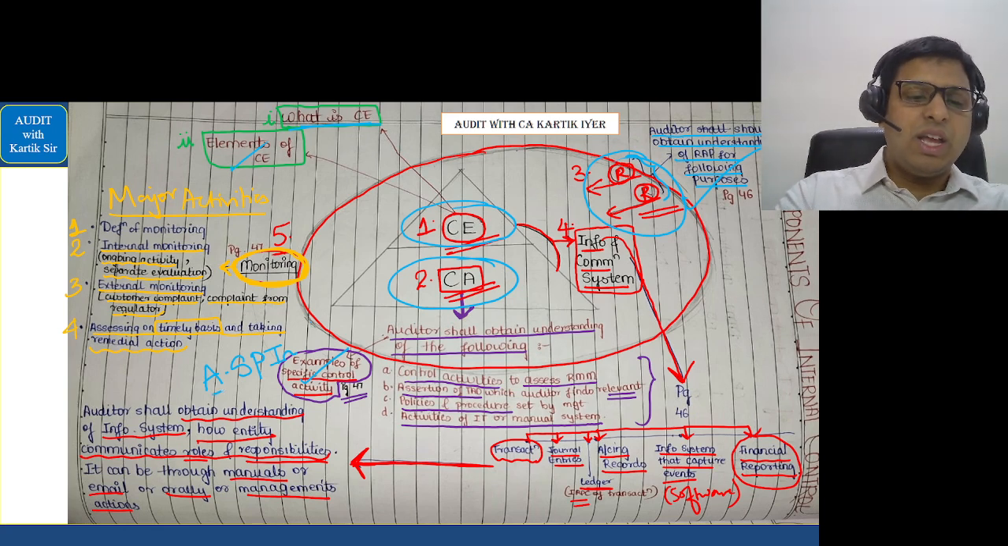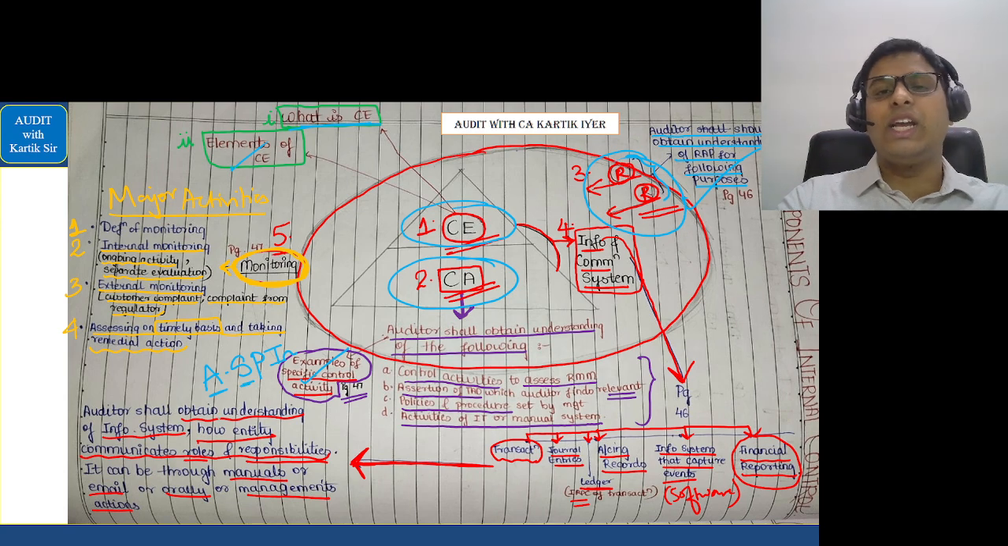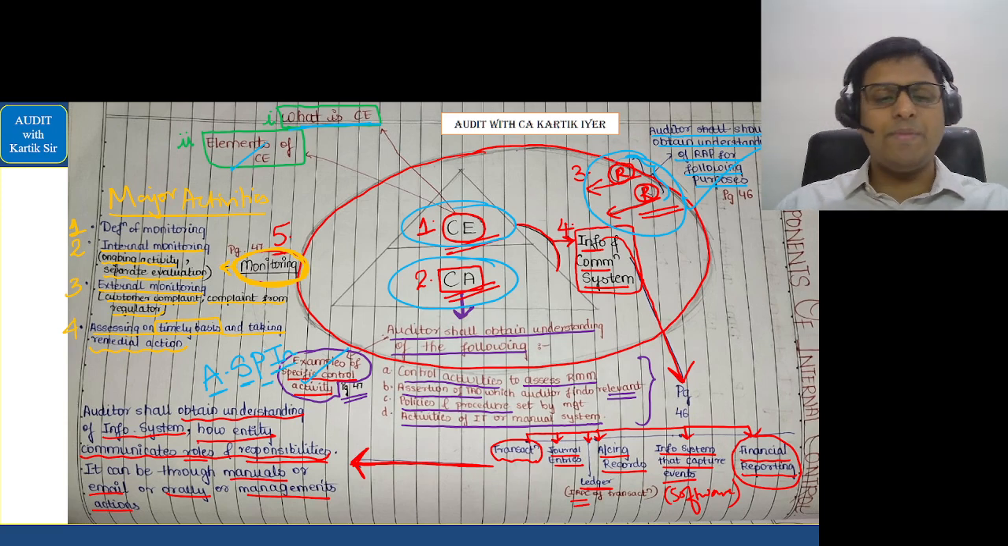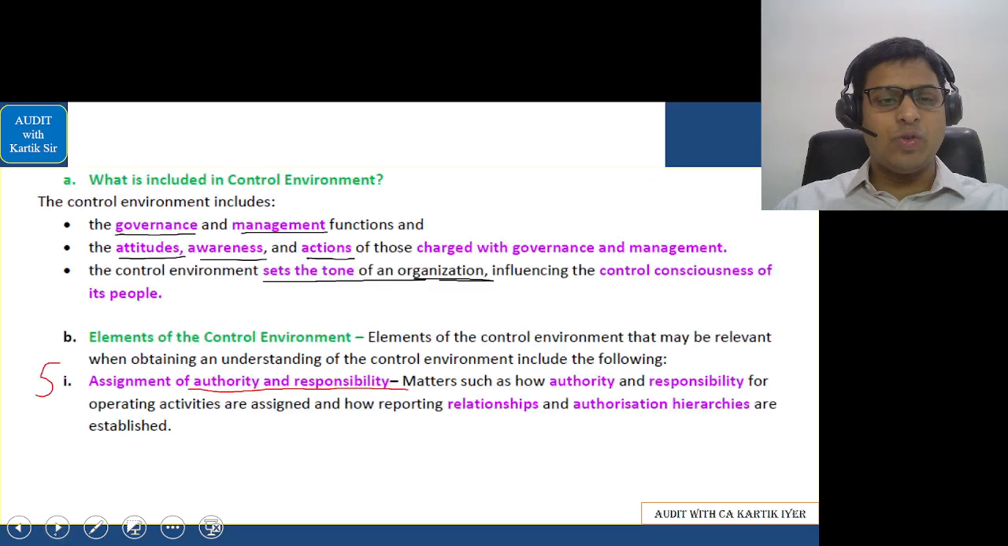ASPIN is nothing but A is authorization, S is segregation of duties. Then after that, with P you have something called physical controls, and with IN you have information processing. Okay. So now let's see this. I'll just show you where that area is.